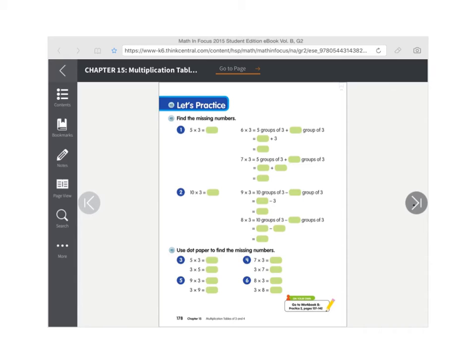But the strategy I can use is still the same. I can still skip count by 3, 5 times, to figure out my answer. So let's do that together. 3, 6, 9, 12, 15. So 5 times 3 is 15.